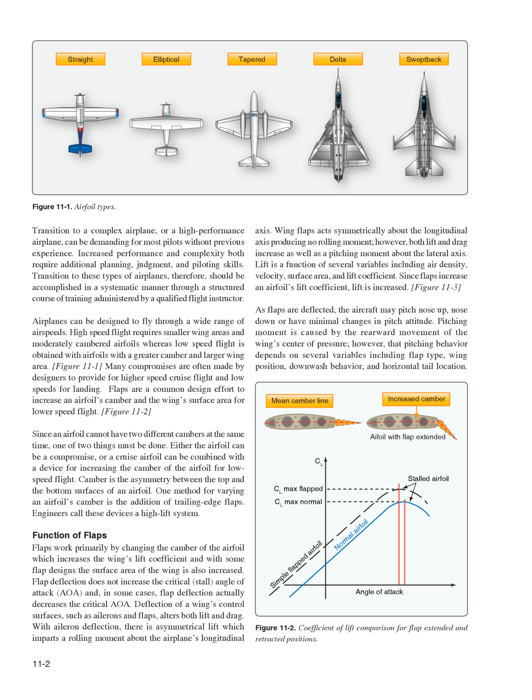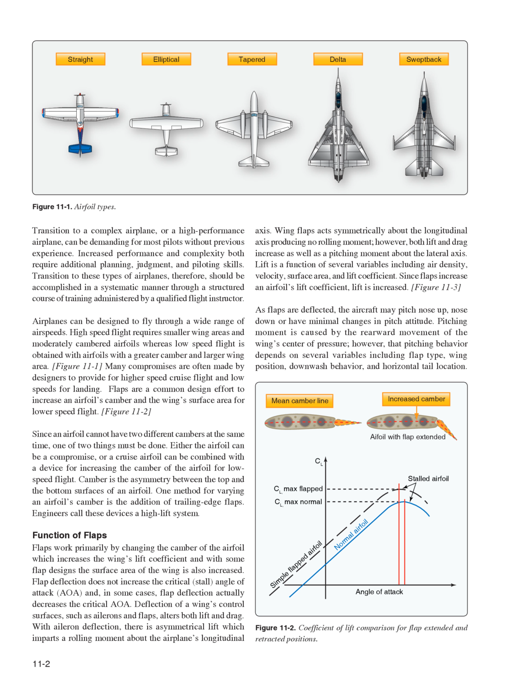Flap deflection does not increase the critical stall angle of attack, AOA, and, in some cases, flap deflection actually decreases the critical AOA. Deflection of a wing's control surfaces, such as ailerons and flaps, alters both lift and drag. With aileron deflection, there is asymmetrical lift which imparts a rolling moment about the airplane's longitudinal axis. Wing flaps act symmetrically about the longitudinal axis, producing no rolling moment. However, both lift and drag increase, as well as a pitching moment about the lateral axis.